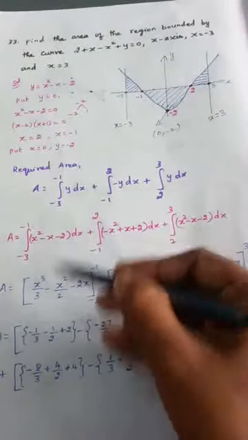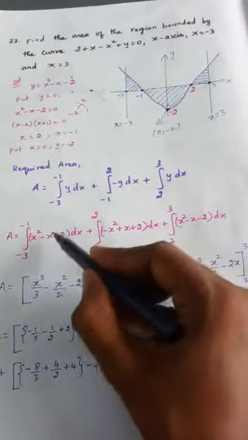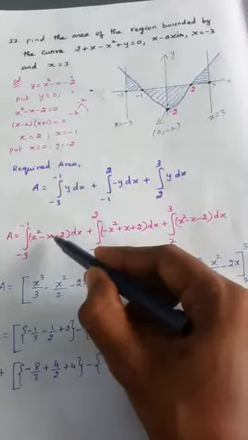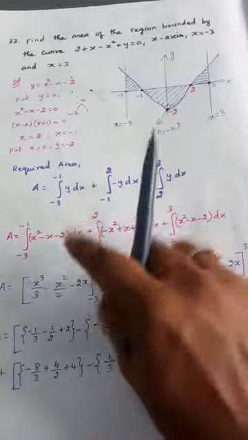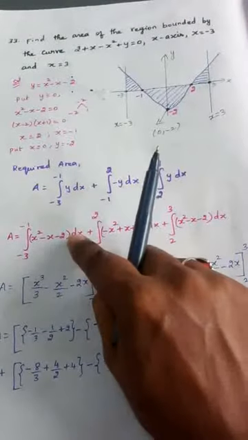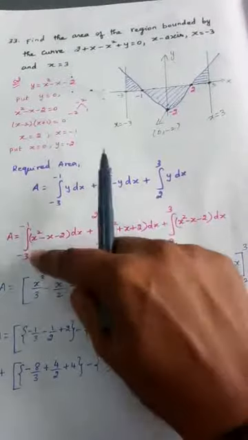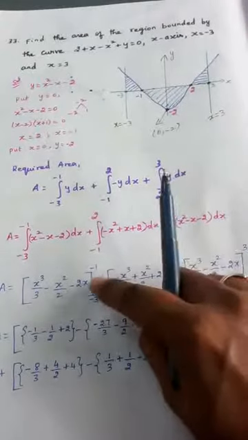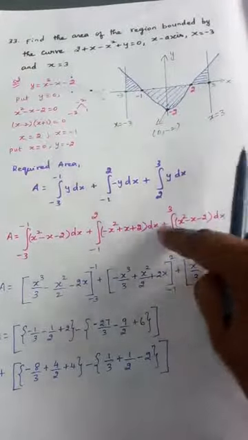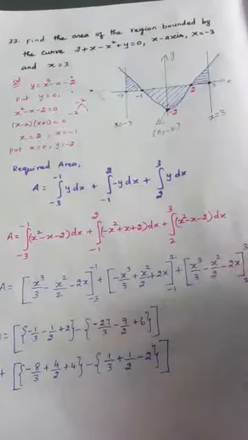Now integration. x square dx, what is the answer? x cube by 3, minus x dx, x square by 2 with the minus sign. Minus 2 is a constant; integral dx is x. The limit is minus 3 to minus 1, plus. Similarly, do everything and put the limit accordingly.